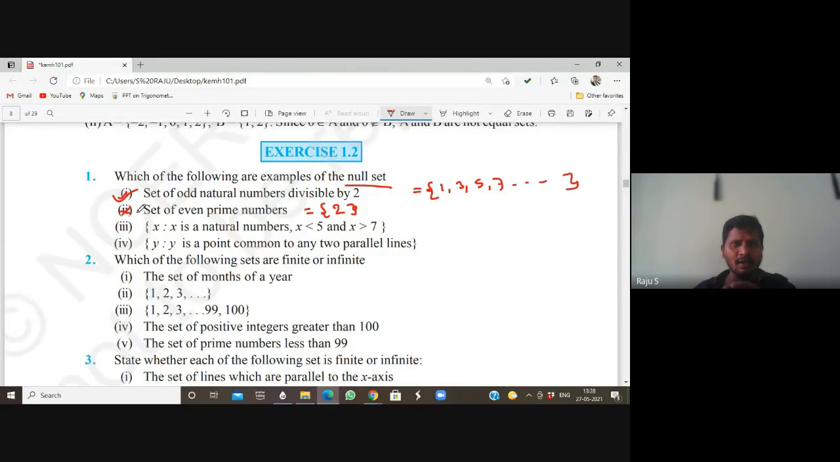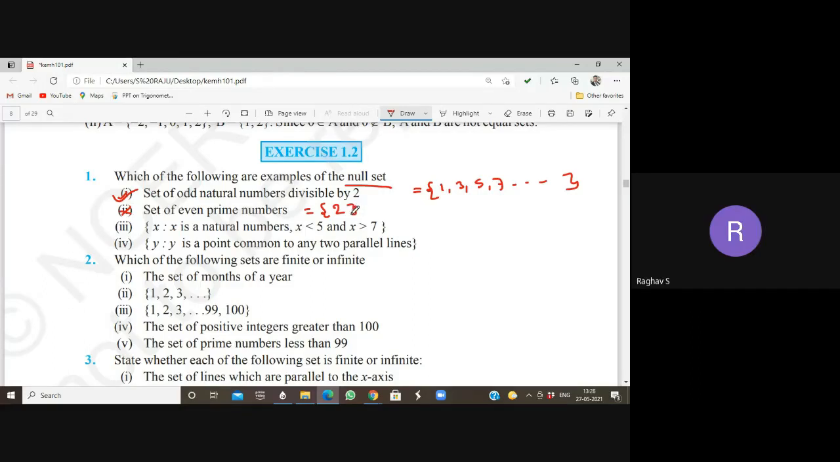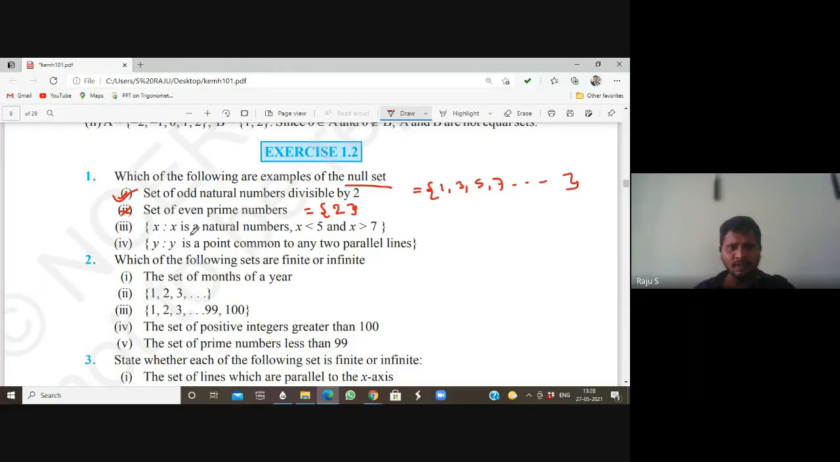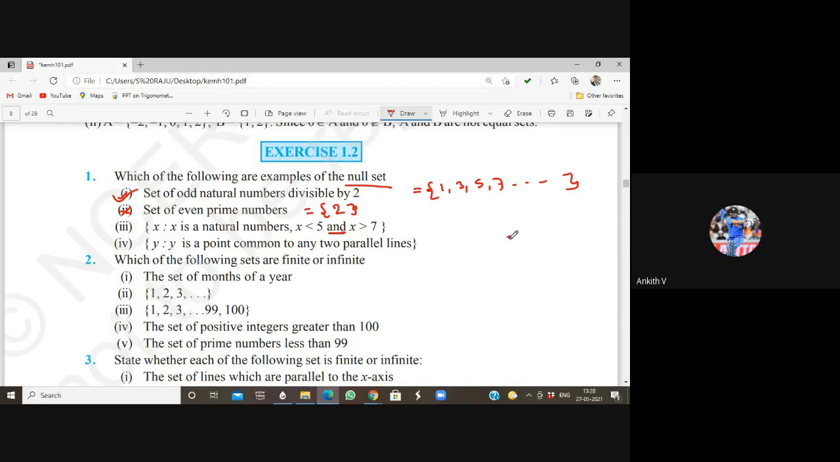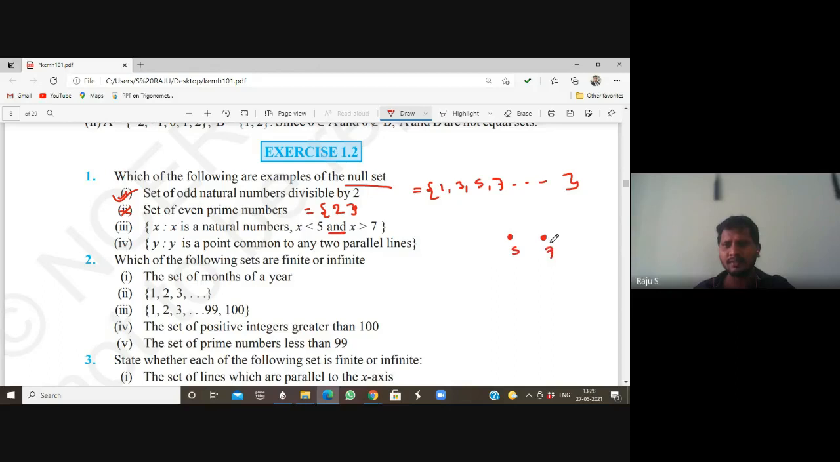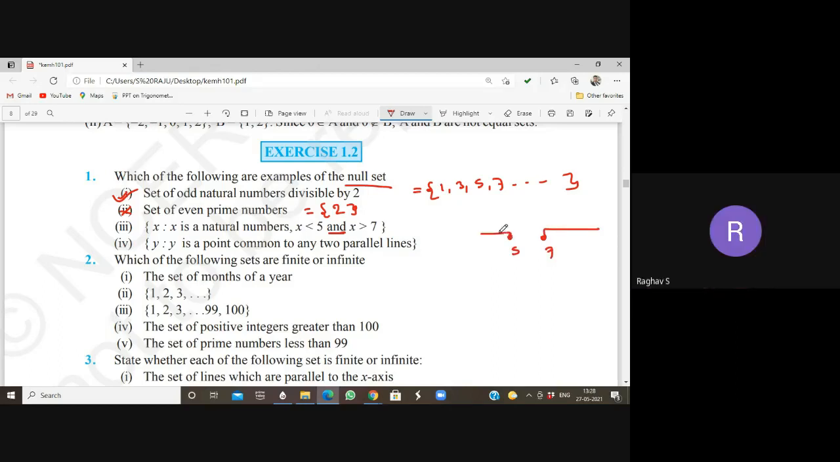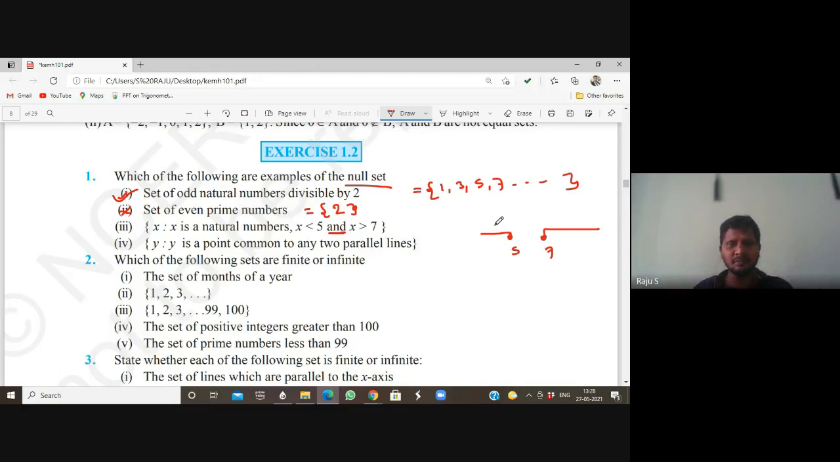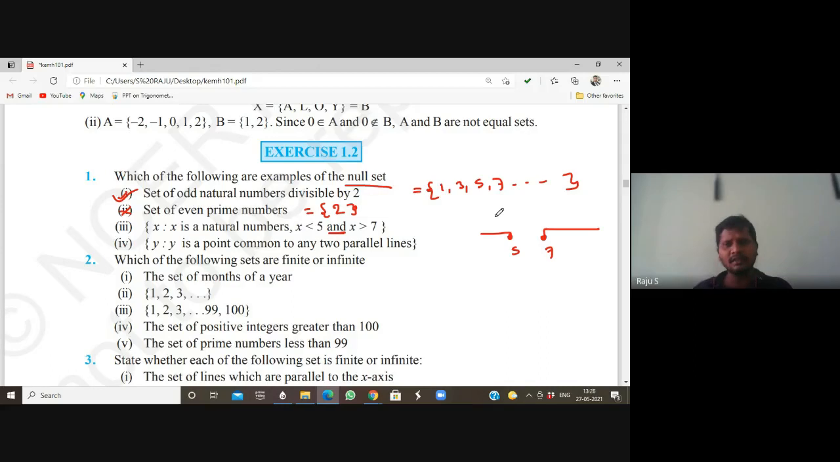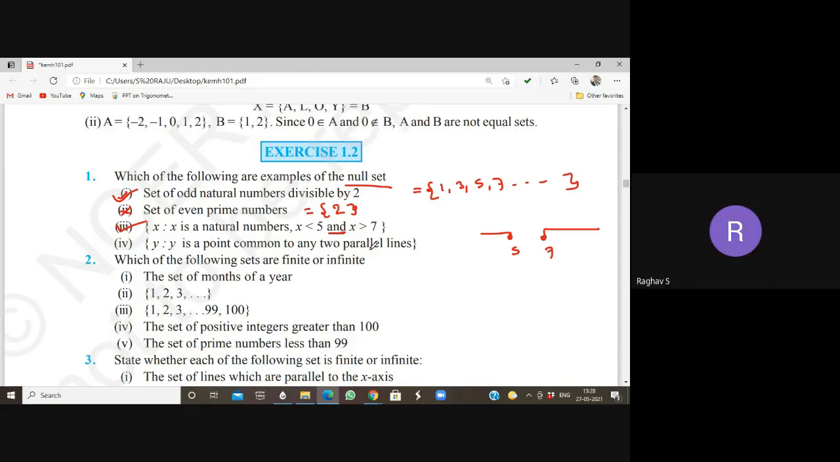It is not a null set because the set consists of an element. The third one, null set, sir. The third one: x is a natural number, x is less than 5 and x is greater than 7. No, sir, mathematically not possible. Is it possible? x must be less than 5 and greater than 7 at the same time. It must be satisfiable, but not possible. Either x is less than 5 or greater than 7, but both is not possible. So clearly empty.